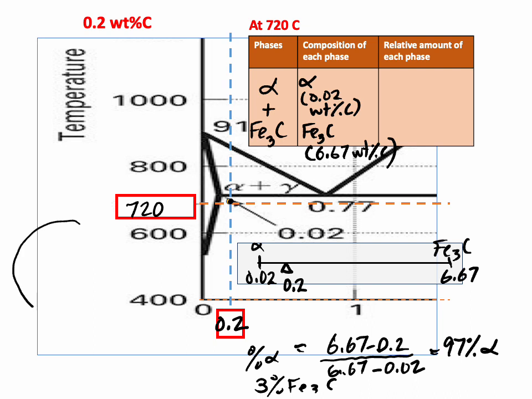So if we think about what this looked like just above the eutectoid temperature, let's see. I think I had something like that for alpha, and the rest was gamma. All the gamma now transforms into perlite, layers of alpha and Fe3C.